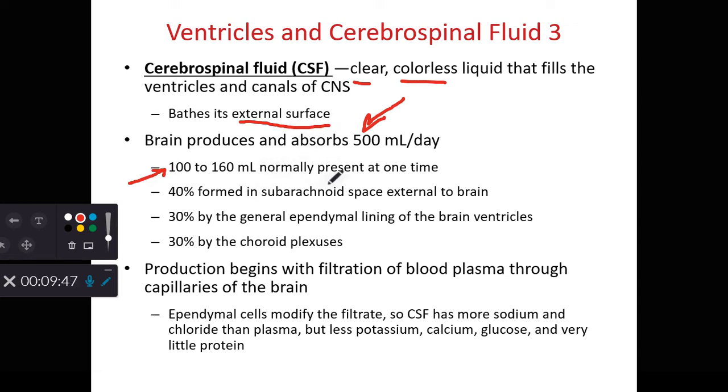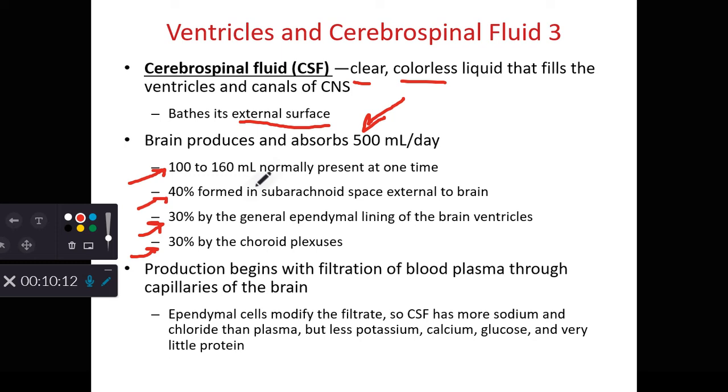As we look at where the cerebral spinal fluid is made, 40% of it is going to be made in the subarachnoid space, external to the brain. 30% of it is going to be made by the ependymal cells that line all the brain ventricles. And then another 30% of the cerebral spinal fluid is going to be made by the choroid plexuses, which have a concentration of ependymal cells and blood capillaries.